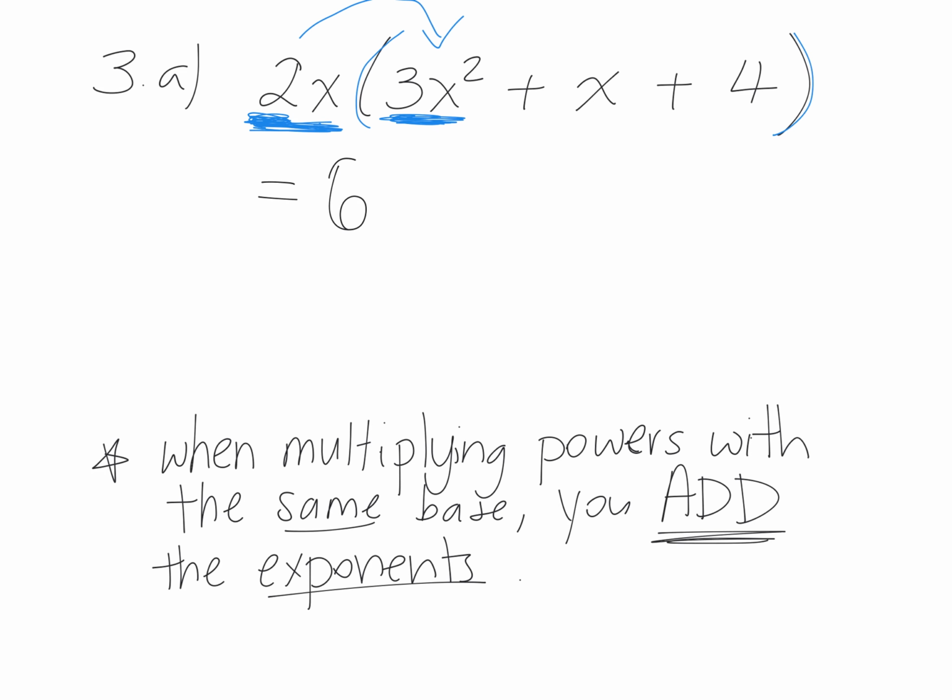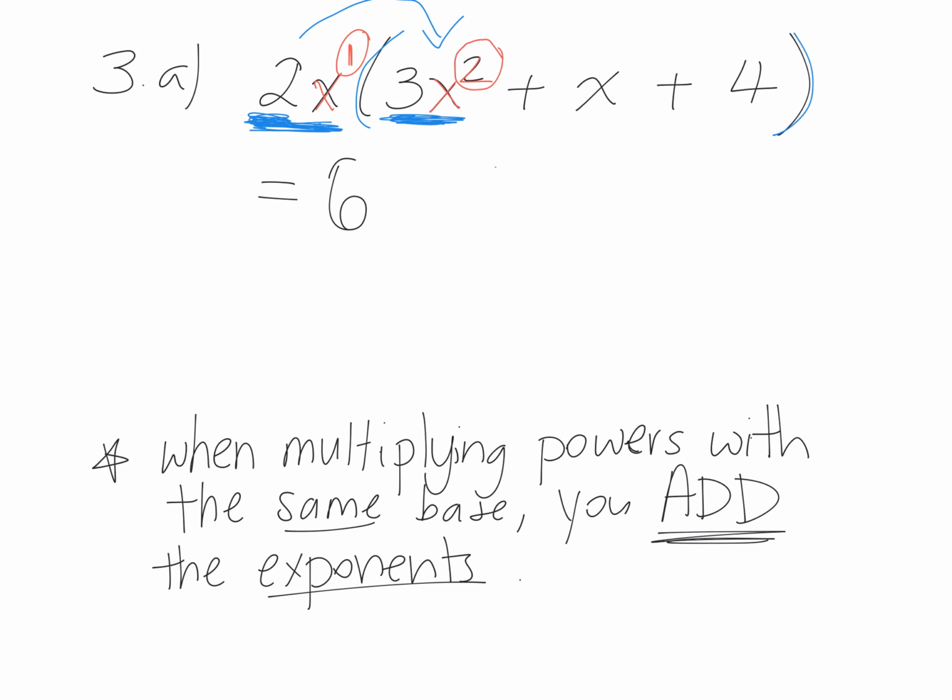Now we are taking x and multiplying it by x squared. You haven't done this yet. You haven't had a variable in front of the bracket. I want you to put an imaginary 1 here. This is x to the power of 1. There's no number, so the exponent is 1, and then the other exponent is 2.